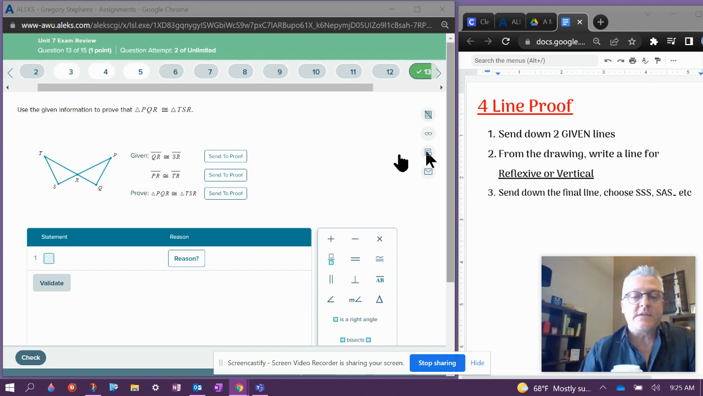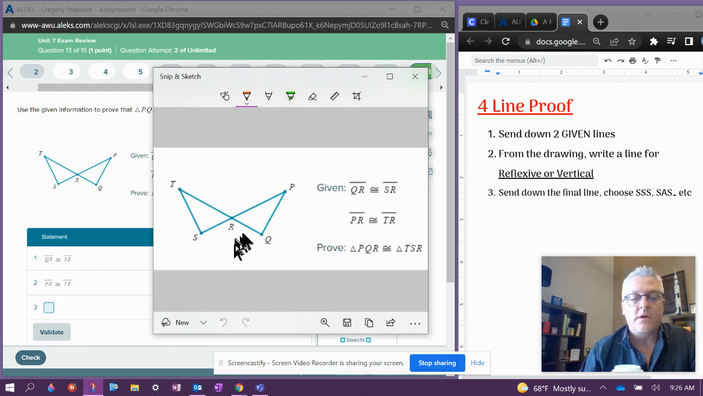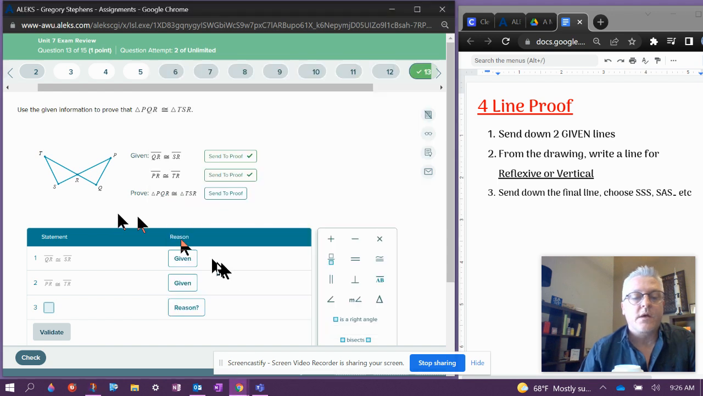So let's do the first step, send down the two givens. So send to proof and send to proof. And we can see what have they given us? They've given us a pair of sides. QR is congruent to SR. Here, I'm going to mark these on my little drawing. QR is congruent to SR. And PR is congruent to TR. So this one is congruent to this one. Okay, cool.